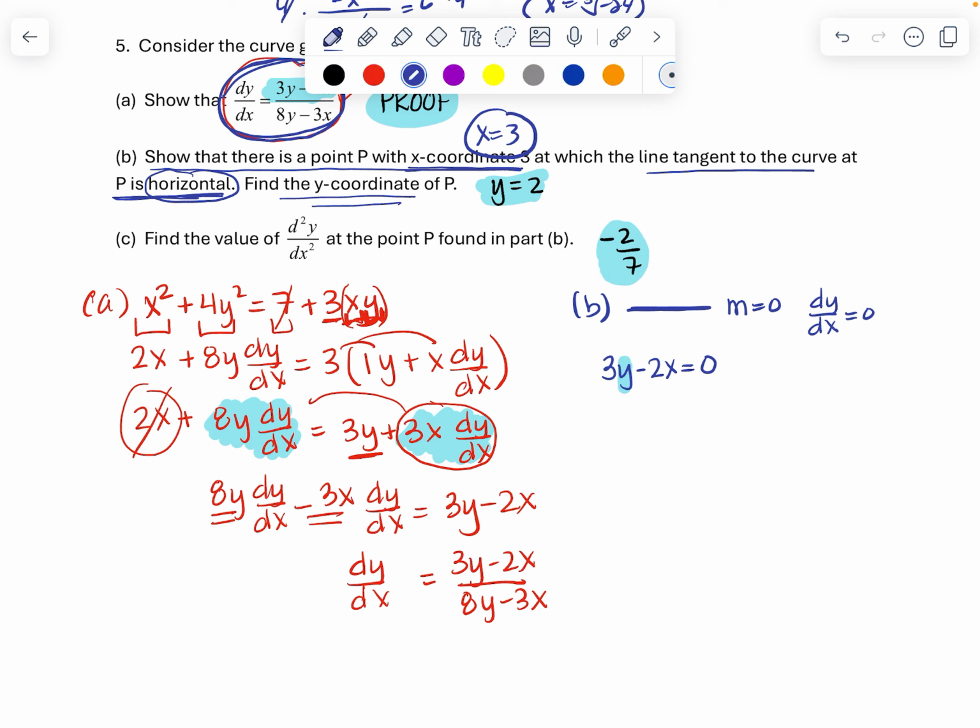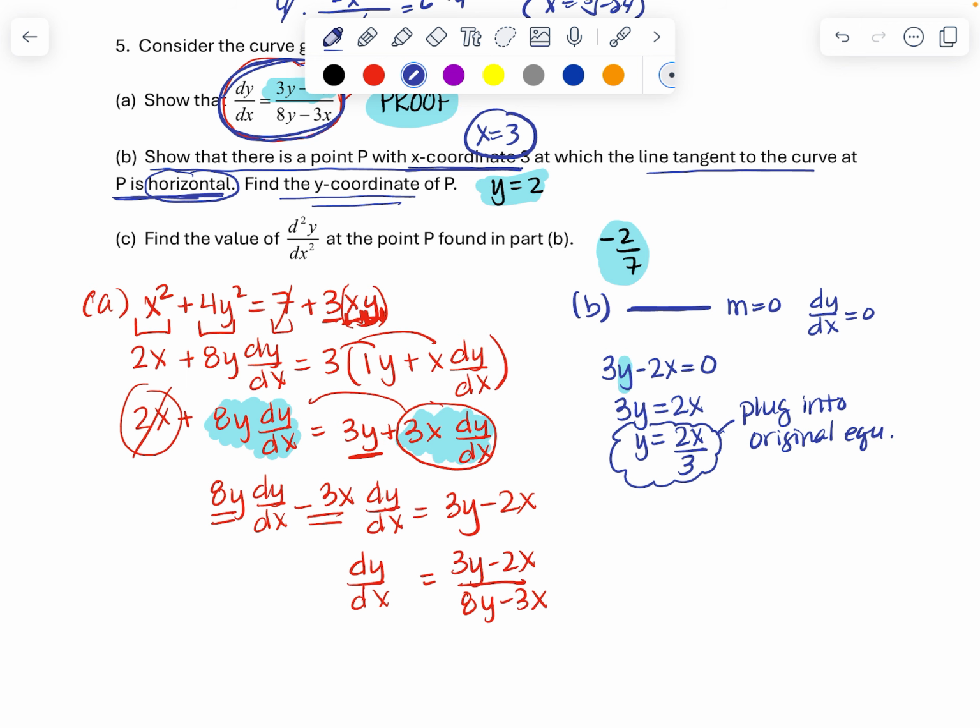Okay, so if I'm solving for y, I'm going to go 3y equals 2x, add the 2x to the other side. Then I'm going to divide by 3, so I'm going to get y equals 2x over 3. Okay, now what do I do with this? Just like on the other problems, I'm going to take this and plug it into the original equation.